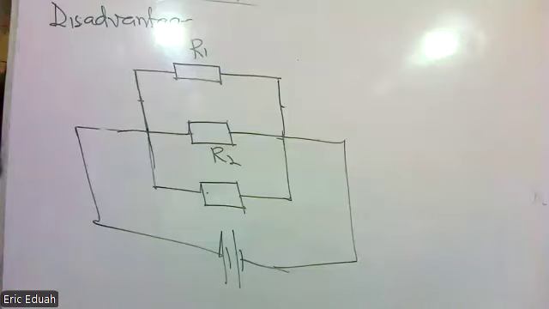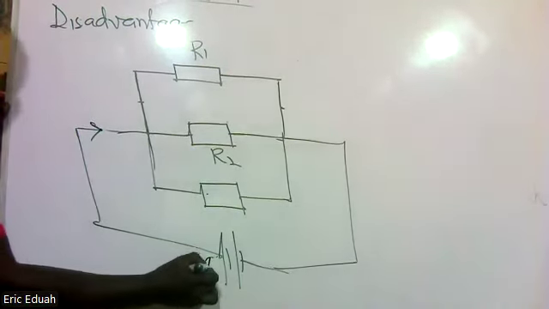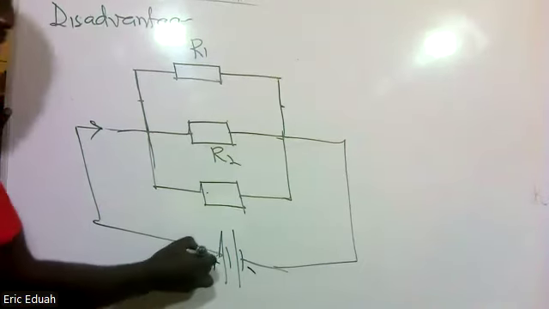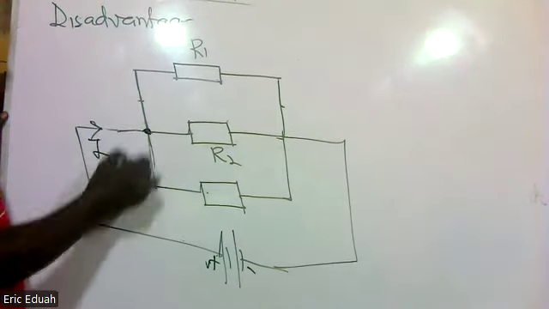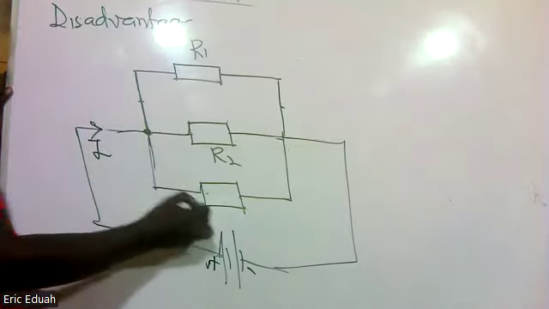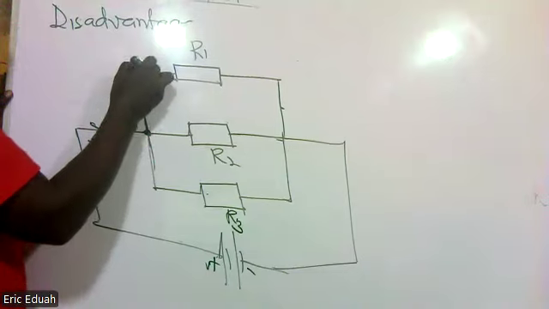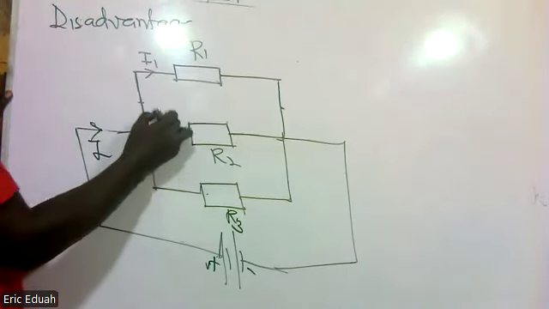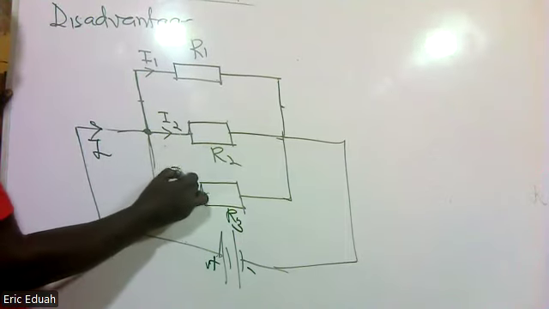Now, over here, because the current from the source, when it gets to the junction, will break into whatever is coming here. This is R3. R1 would have its current I1, I2, then I3.